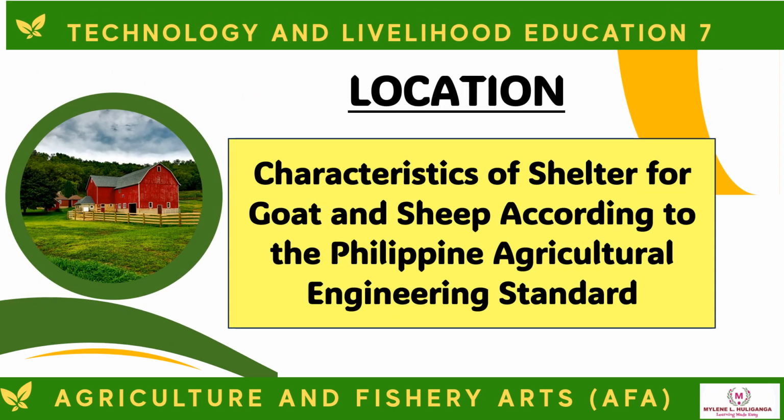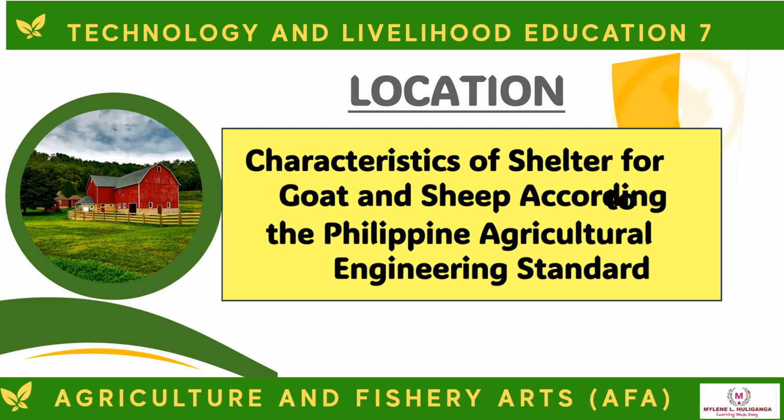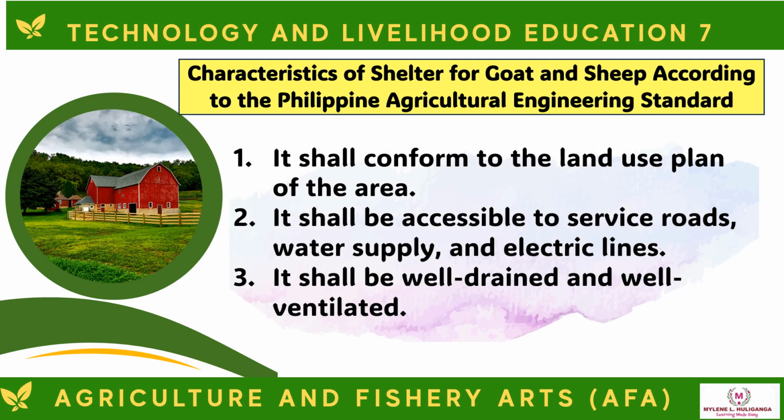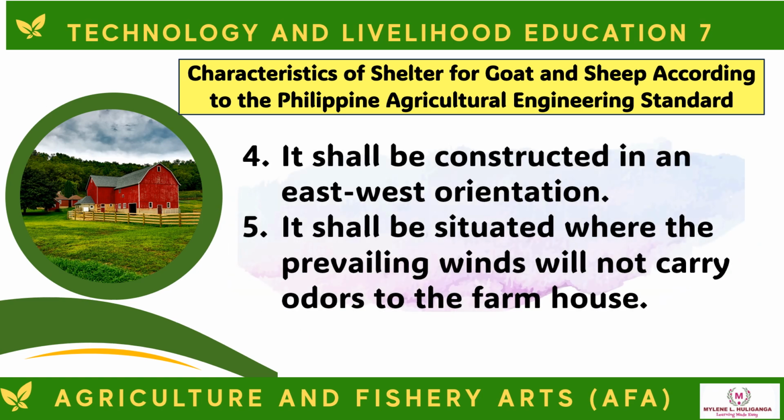Characteristics of shelter for goat and sheep according to the Philippine Agricultural Engineering Standard. The first characteristic is, it shall conform to the land use plan of the area. Second, it shall be accessible to service roads, water supply, and electric lines. Then, it shall be well drained and well ventilated. Next is, it shall be constructed in an east-west orientation. And finally, it shall be situated where the prevailing winds will not carry odors to the farmhouse.